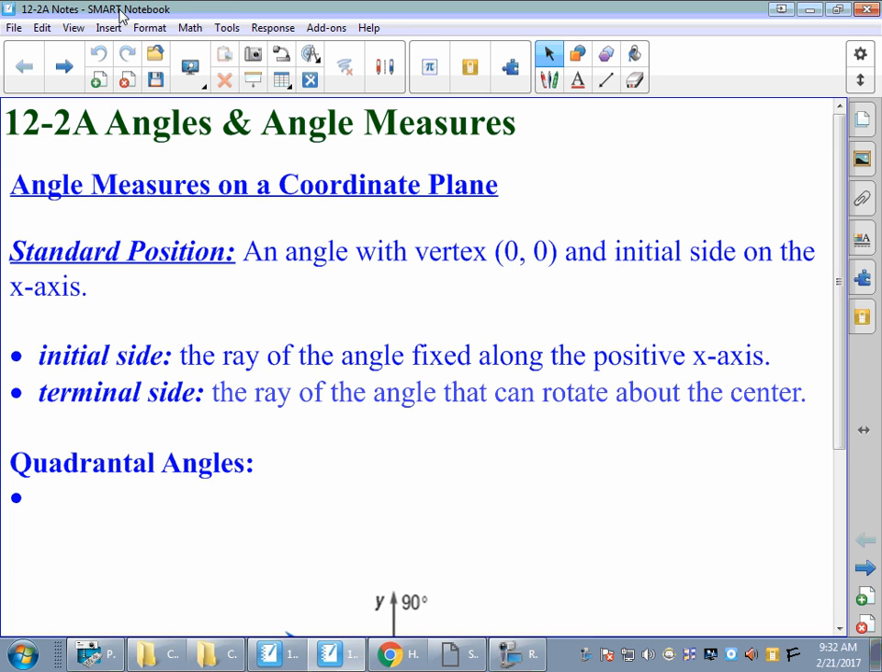And then the terminal side of the angle is the ray of the angle that rotates around the center. And so it can rotate clockwise, it can rotate counterclockwise, and it can go around and around over and over and over again.